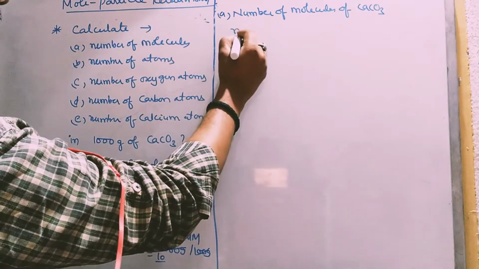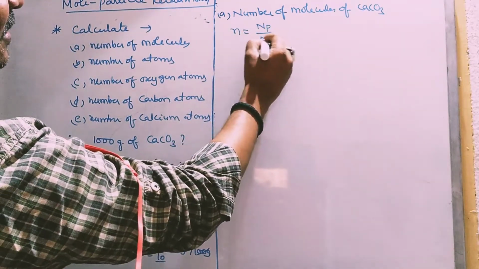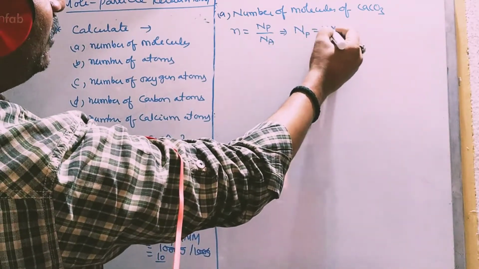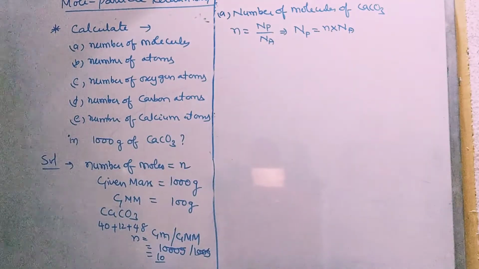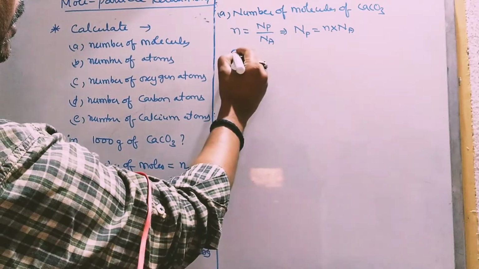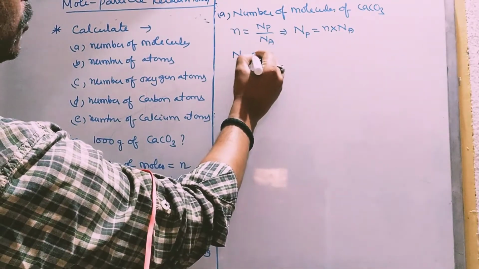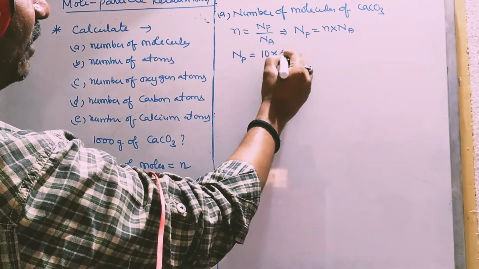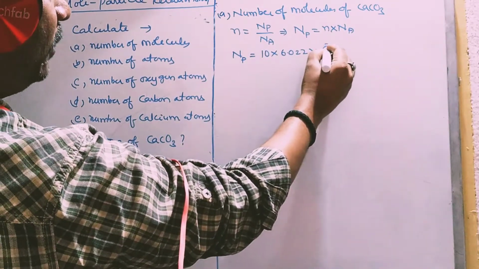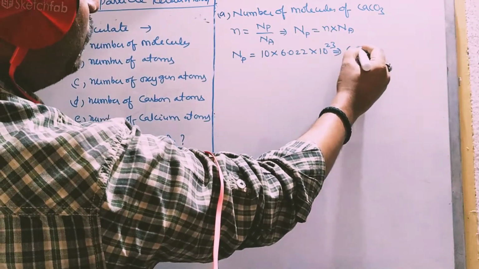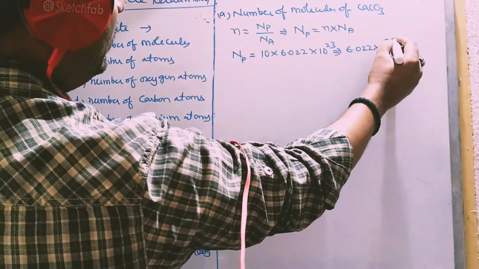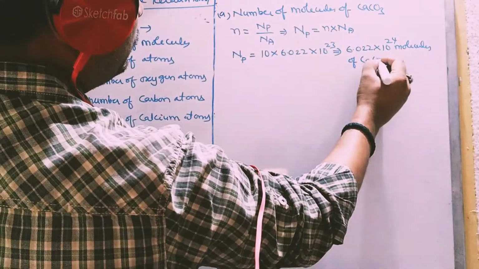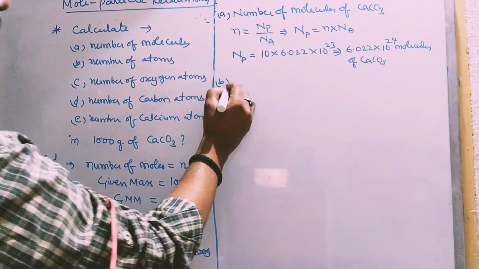How will we do this? As you know, n equals Np by Na. Here we have to find Np, so Np equals n into Na. Np is the number of molecules of calcium carbonate. Number of moles, how much did you get? 10. Avogadro number 6.022 into 10 power 23. We will get 6.022 into 10 power 24 molecules of CaCO3. First one completed.